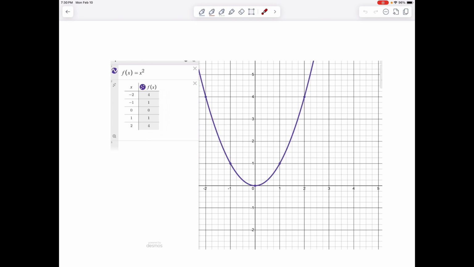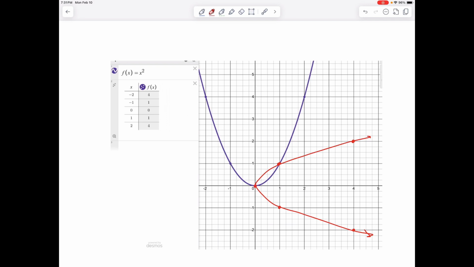So for the inverse function, for example, for the first point, negative 2, 4 would become 4, negative 2, and then negative 1, 1 would become 1, negative 1. 0, 0 would of course stay at the origin. 1, 1 would swap and again be identical, and then you get 4, 2. And if you connect those dots, you get a very nice sideways parabola.